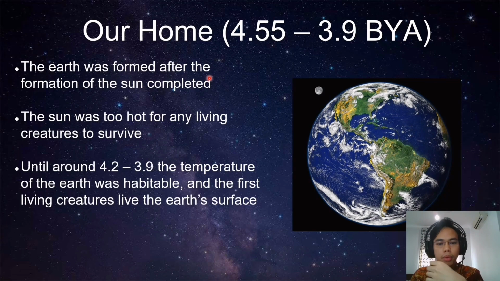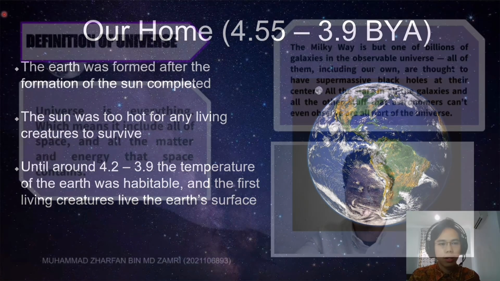4.5 billion years ago, our Earth was formed after the formation of the Sun was completed. At the first phase of the creation of the Sun, it was too hot for any living creatures to survive. Until around 3.9 billion years ago, the temperature became much more habitable, and the first living creatures started to live on the Earth's surface.